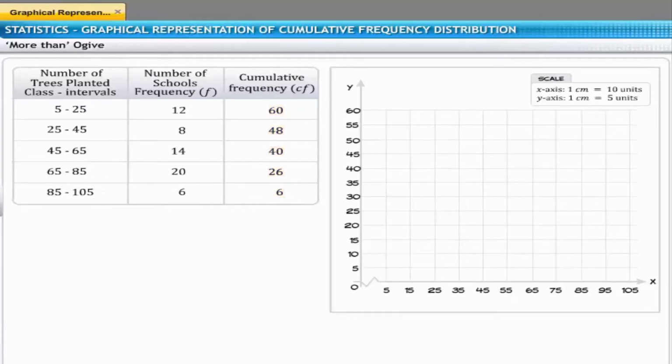We can label the x-axis as lower limits of data, or simply as lower limits, and the y-axis as cumulative frequency. Next, we'll mark points on the graph that represent the cumulative frequency corresponding to the lower limits of the class intervals. For example, for the lower limit of 5, the cumulative frequency is 60. Similarly, we'll mark the points corresponding to cumulative frequencies of the other lower limits of data.